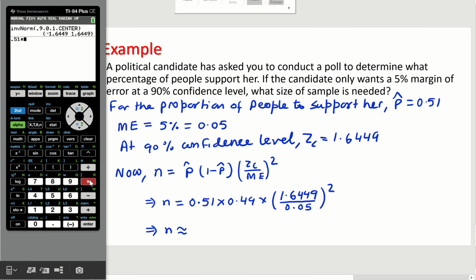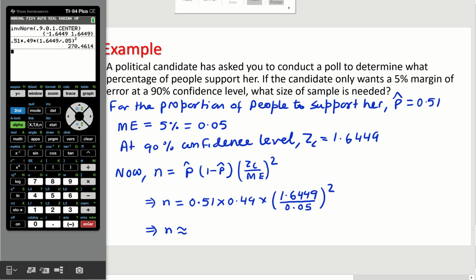This implies n is approximately, because we round it to a bigger whole number, let's see, 0.51 multiplied by 0.49 multiplied by, inside the parenthesis we have 1.6449 divided by 0.05, and we are squaring this, which is equal to 270.4614, but we are rounding up, so it is 271.